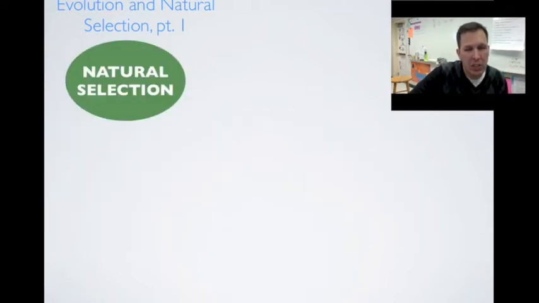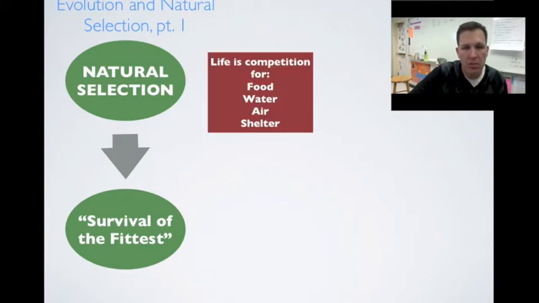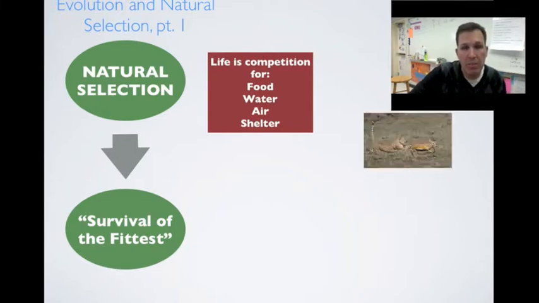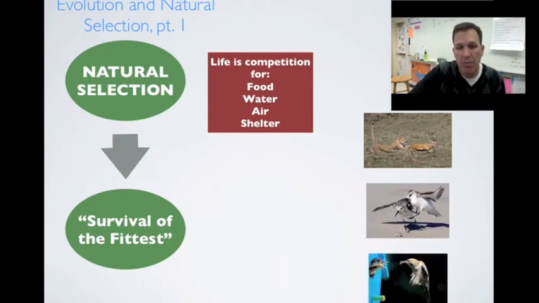Now, natural selection is another new term, and that just means survival of the fittest. Okay, it means that nature selects the best organisms to survive. Okay, because remember, life is a competition for food and water and shelter. So all these organisms are fighting for these things. Okay, predator is trying to get prey. Prey is trying to outrun and escape. Okay, animals are fighting over food. Even animals of the same family are fighting and are trying to get food.